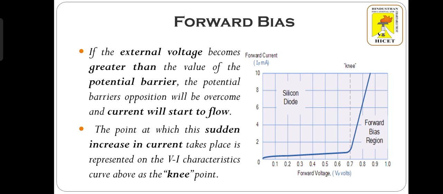At the initial range of voltage, there will be a potential barrier which is created by the depletion layer, so no current flows through the diode. When the external voltage becomes greater than the potential barrier, the current will start flowing through the diode. The point at which the sudden increase in current corresponding to the voltage increase occurs is called the knee point. The voltage corresponding to the knee point is called the knee voltage.